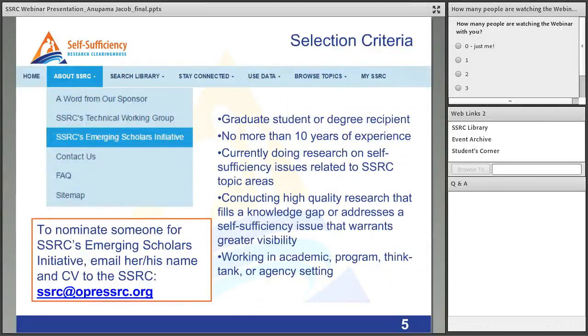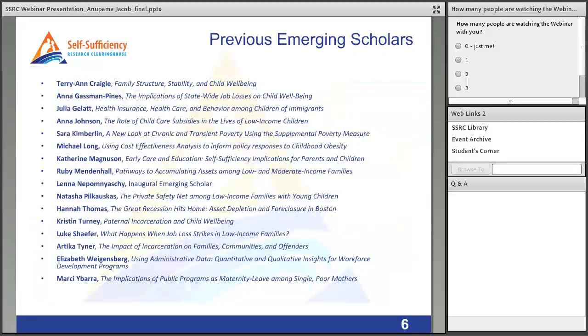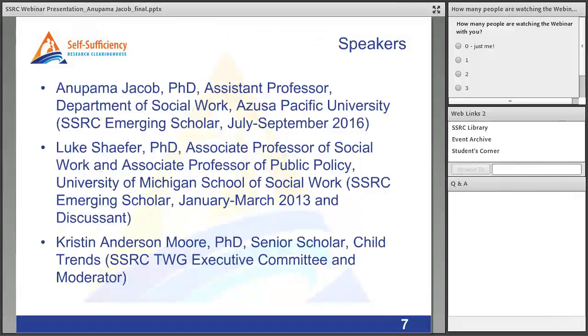Turning to the Emerging Scholars Initiative, the selection criteria are shown here. A graduate student or degree recipient with no more than 10 years of experience who is currently doing research on self-sufficiency issues related to one of the 12 SSRC topic areas. We are pleased that the SSRC has been able to share research on a host of topics, as shown in this list of previous emerging scholars. You can see family structure, stability, and child well-being, job losses, immigrants, child care subsidies, and many other topics. Publications by all of these scholars are included in the Self-Sufficiency Research Clearinghouse.